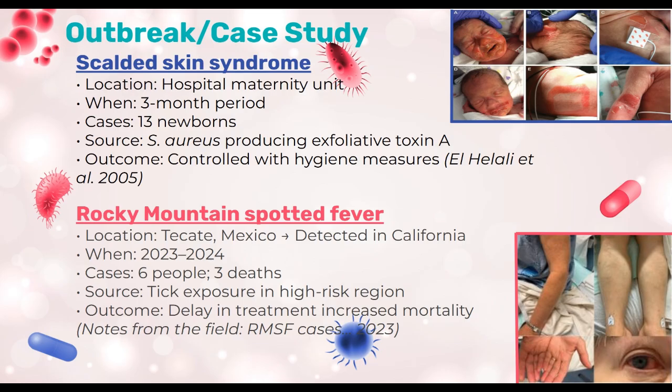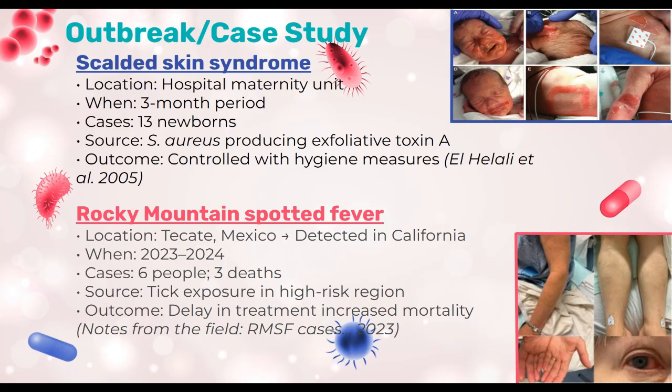For the outbreak case study, a scalded skin syndrome outbreak occurred in a hospital maternity unit where 13 newborns were infected. The bacteria were spreading through staff carriers or contaminated surfaces. The outbreak was controlled using strict hand hygiene and cohorting, meaning grouping infected infants together to prevent spread.